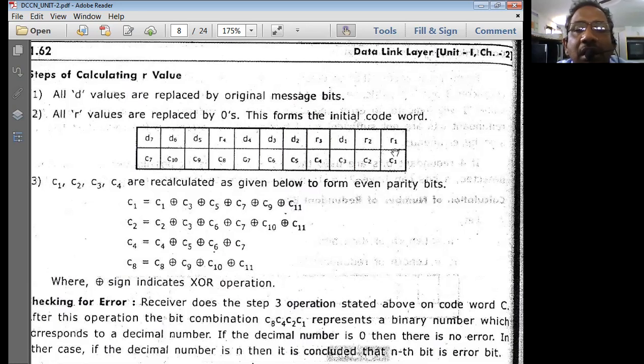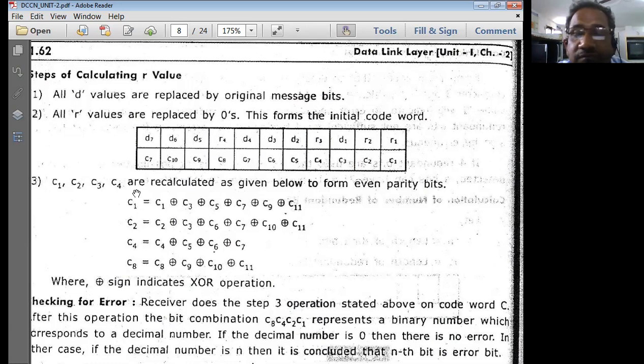Then all R values are simply replaced by zeros. So this forms the initial code word. Then after that, the receiver is going to calculate C1, C2, C3, C4, called the redundant bits at the receiver for error correction. This is the redundant bit calculated by the receiver based on the transmitted bits.